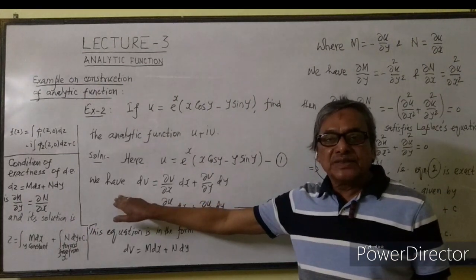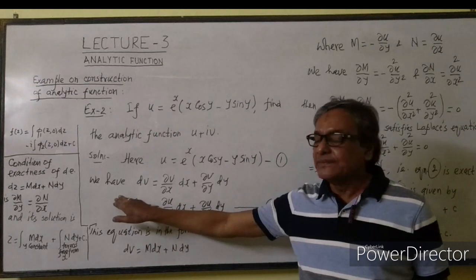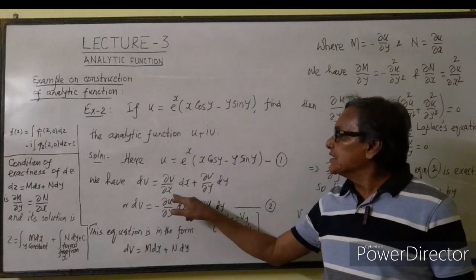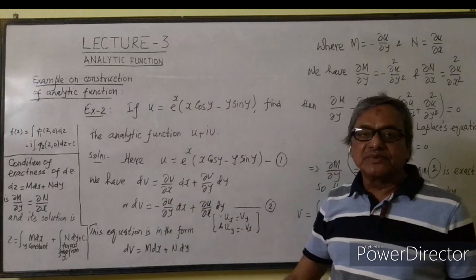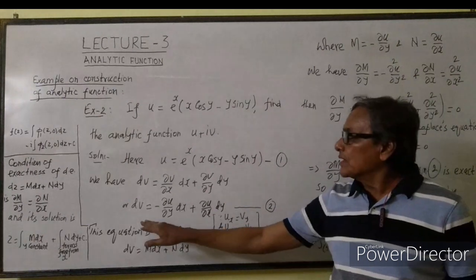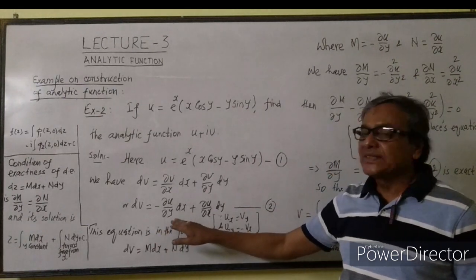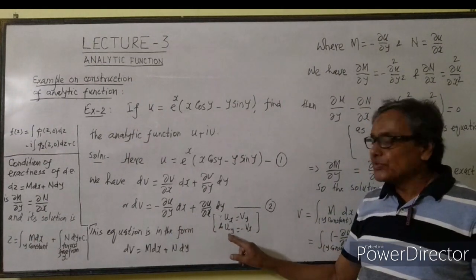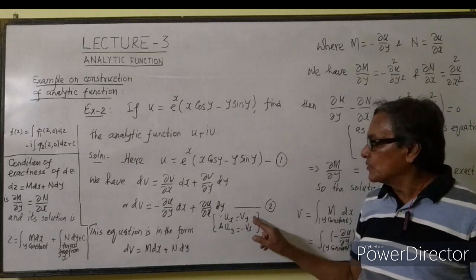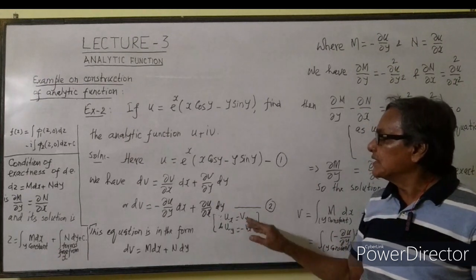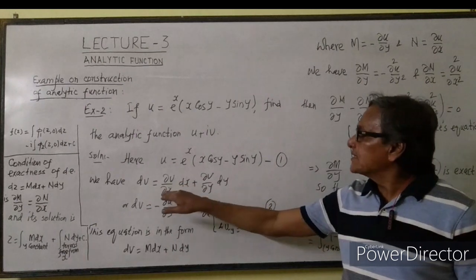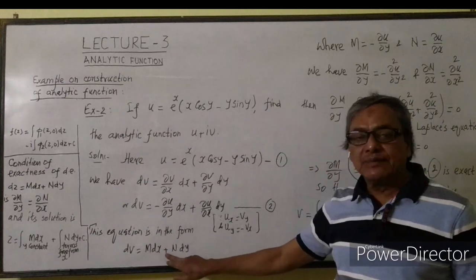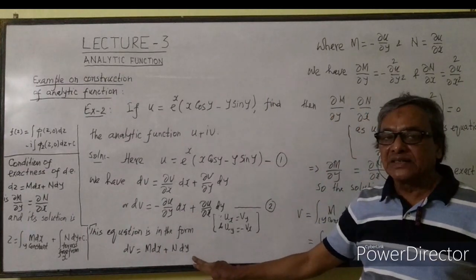Now we want to write dv, that is the total differential of v, because we have to find v. So dv is equal to del u del x dx plus del u del y dy, or dv is equal to minus del u del y dx plus del u del x dy by Cauchy-Riemann equations. Since u_x is equal to v_y and u_y equal to minus v_x, we have utilized this equation to replace v in terms of u. This equation will be formed: dv equal to M dx plus N dy.